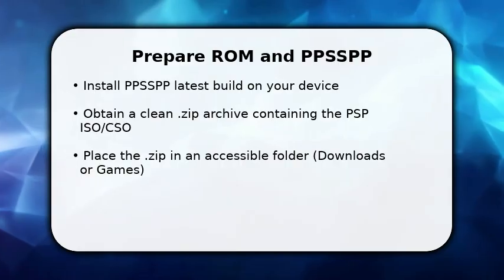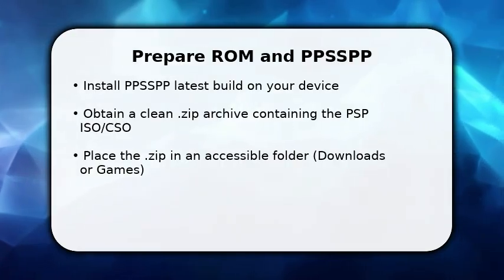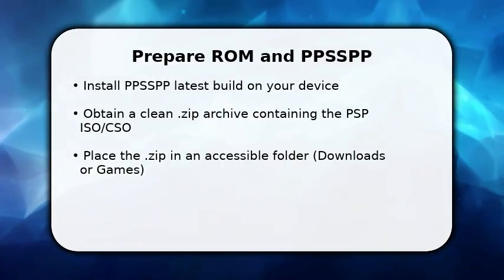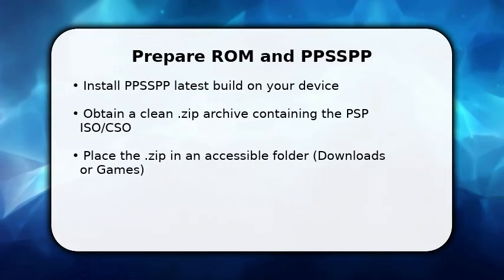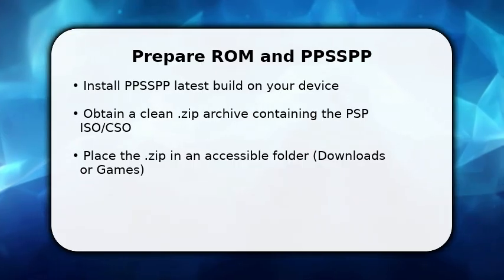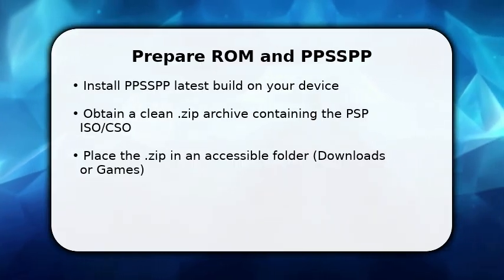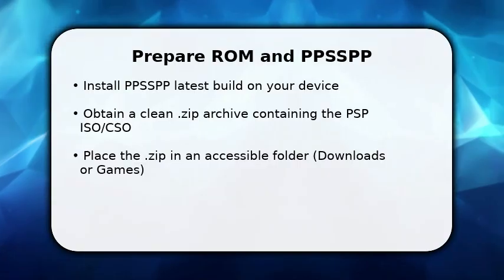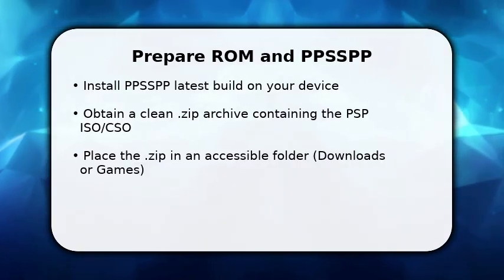Once done, open PPSSPP and go to the settings briefly to confirm storage permissions and folder access. This avoids permission errors. Make sure the zip contains a single ISO/CSO file at root. Nested folders can prevent detection, so fix that before proceeding.